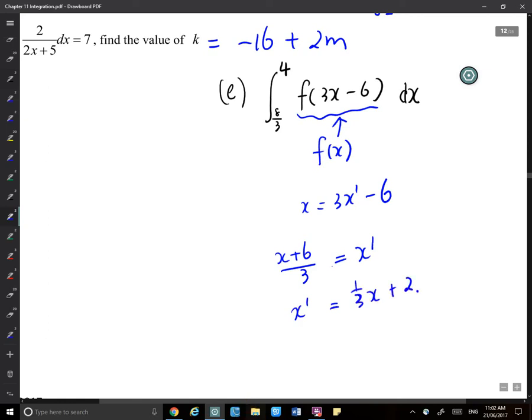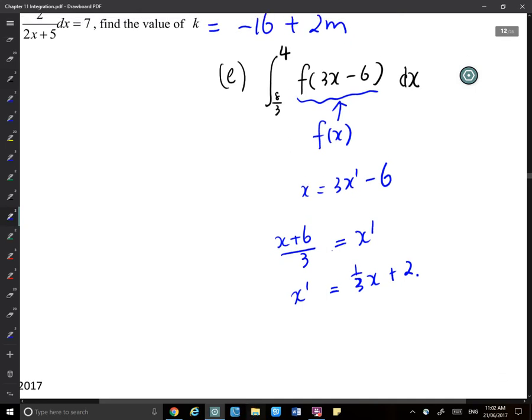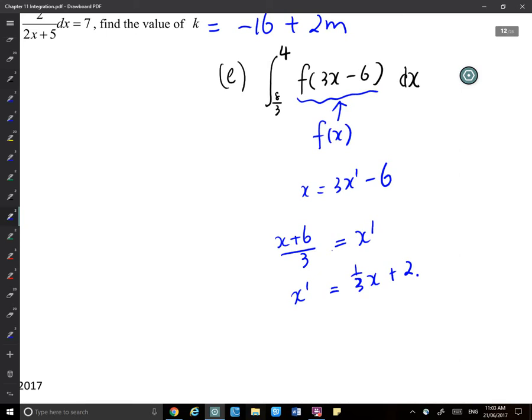So this graph has been changed, it's changing the x value. It has actually been changed in this direction. Compressed in, and then moved to the right.